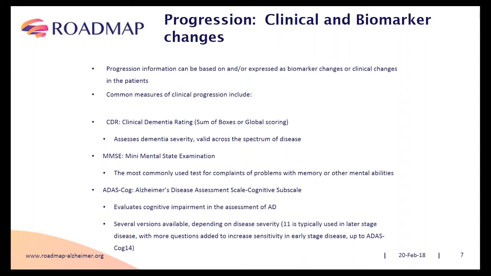And these measures of clinical progression include measures such as the CDR, your clinical dementia rating. And there's two ways of scoring this, either your sum of boxes or your global scoring. It should be noted that CDR global scores can have 4 different categories. And similarly, your CDR sum of boxes scores can have 4 or 5 different categories, depending on the references that you're using.